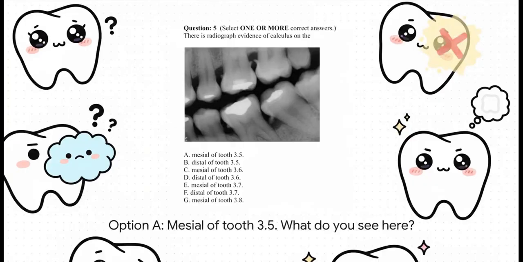First up, we've got option A, the mesial surface. That's the front surface of tooth 3.5. Now, if you look closely at this area, you can see it's not super clear, is it? It's a bit blurry, a little obscured. We can't really make out a distinct, sharp, white shape. So for now, we can't confidently check this box.